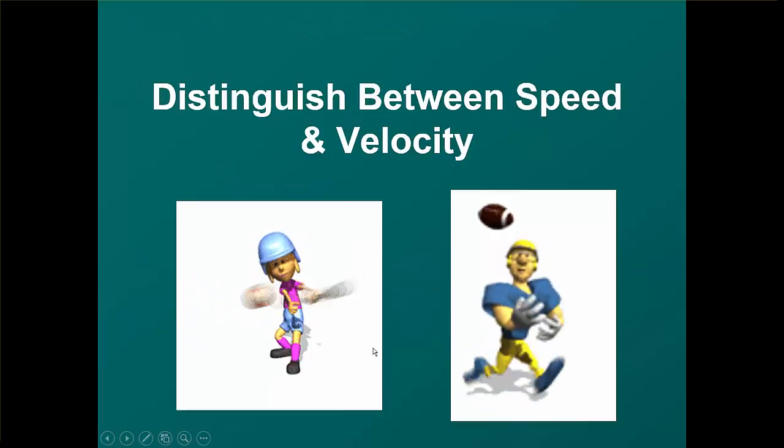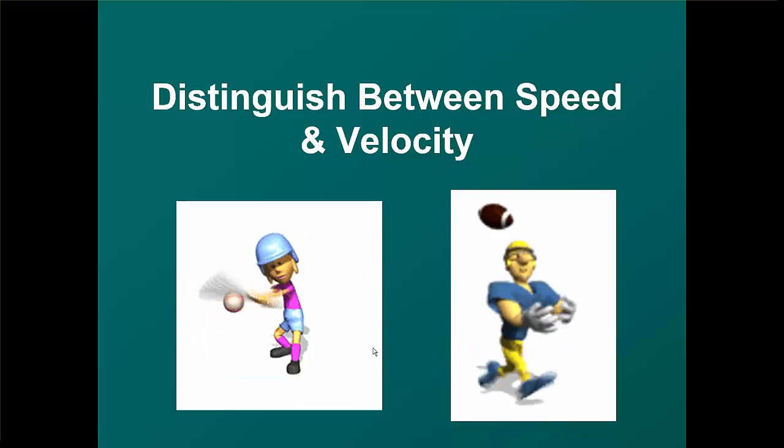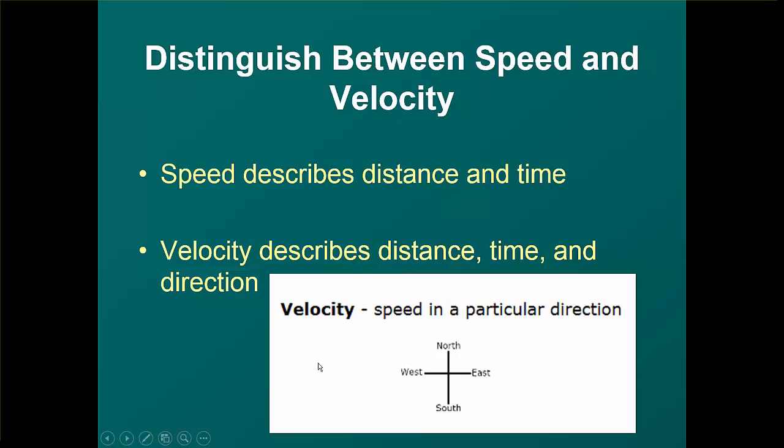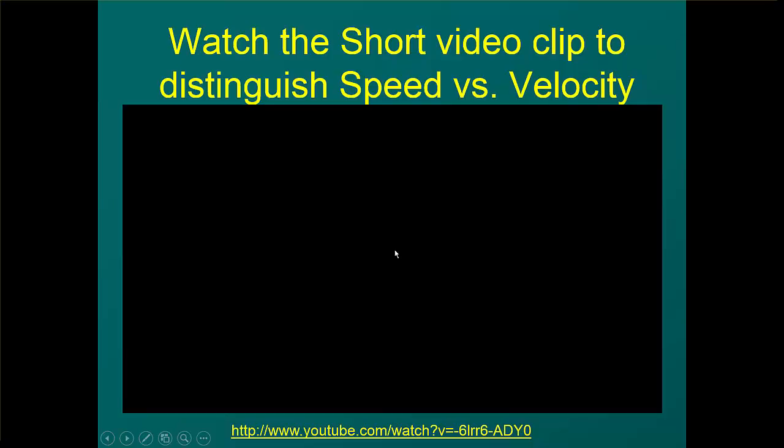Alrighty, now what is the difference between speed and velocity? Speed describes distance and time. So does velocity. Velocity adds a given direction. So velocity is a speed in a particular direction. Like I could say north, south, east, west, left, right, up, down. Those are all directions. And that would be the difference between speed and velocity.